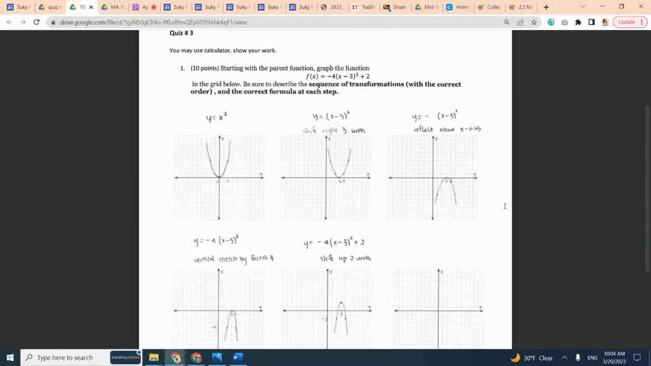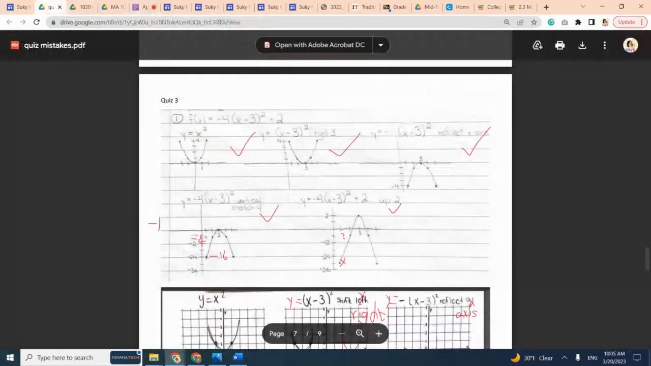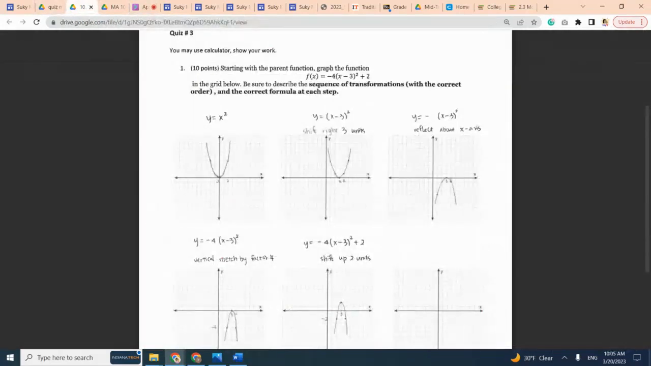Next, do we have stretch? See, multiply by 4. So stretch by a factor of 4. Let me make sure the microphone is working. Okay, all right.